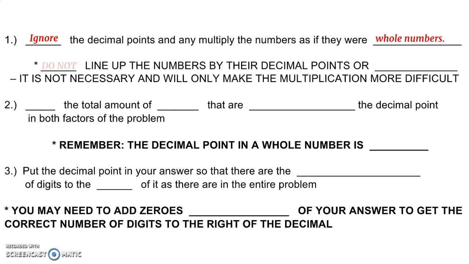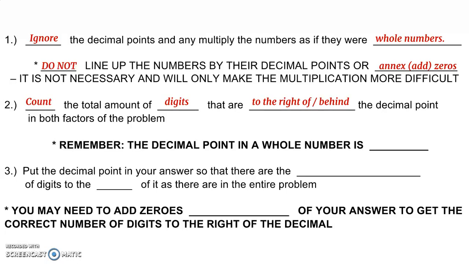Right? I do not want you to line up any numbers by the decimal points with this. And I don't want you to annex or add zeros to make them have the same number of digits. Those are strategies for adding and subtracting. These strategies are not necessary and will only make the multiplication more difficult for you. Don't do it. Don't line up the numbers when you multiply. Don't annex zeros. You ignore the decimal points and you multiply them like they're whole numbers. When you're done with your multiplication, you're going to count the total number of digits that are to the right of or behind the decimal point in both factors of the problem.